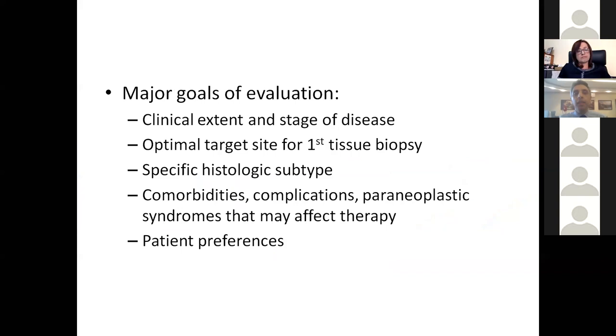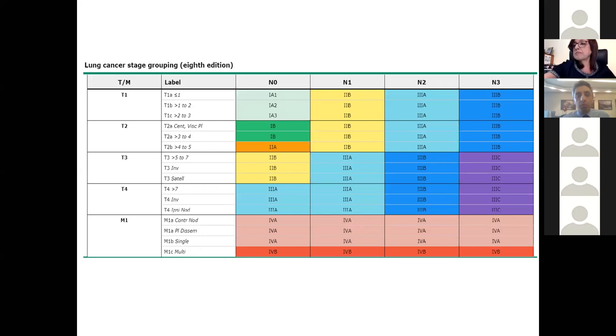Now, the major goal of every evaluation for lung cancer is to figure out what the clinical extent and stage of the disease is, where you get your first biopsy, how you stage the disease, you get the specific histologic type, and then you decide what therapy you're going to go for: surgery, chemotherapy, immunotherapy, or whatever. And then you have to factor in the patient preferences. And when you talk about lung cancer, you're basically talking about the TNM staging. And the eighth edition is the most recent one that came out, I believe, in 2016.